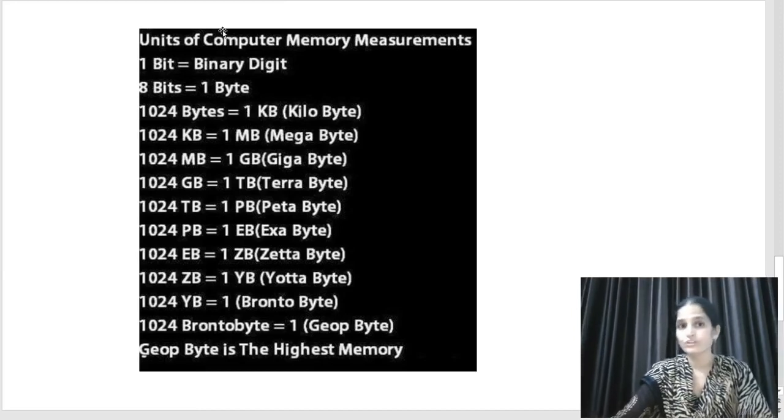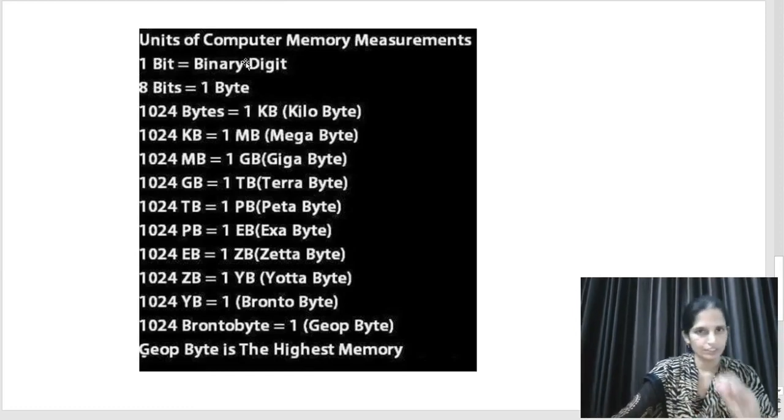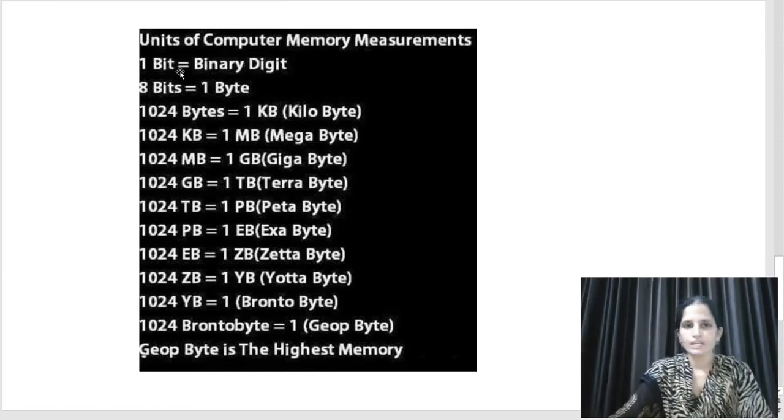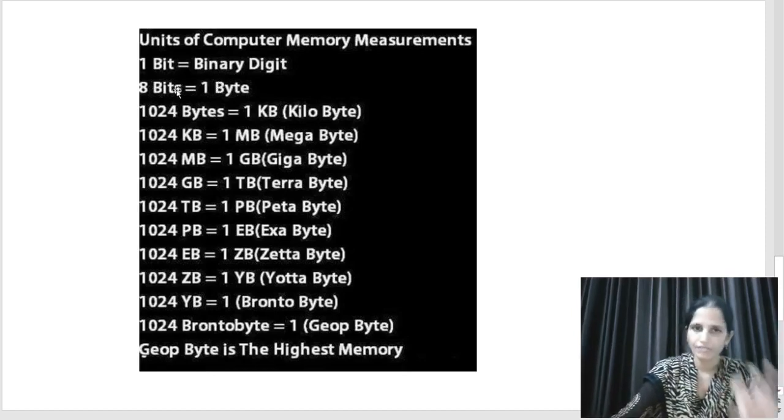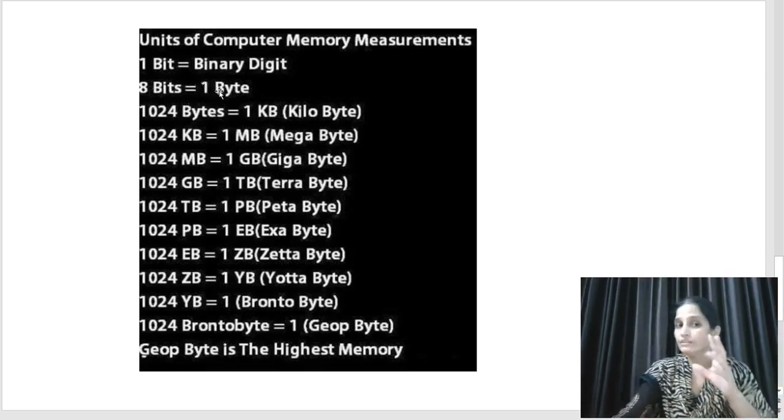The smallest unit of memory is the binary digit, meaning 0 or 1. Only one digit is there, either 0 or 1. The second is 8 bits. When 8 bits are combined, we say 1 byte, like 01010101, which is 8 bits. A combination of 8 bits is 1 byte, and a combination of 4 bits is a nibble.